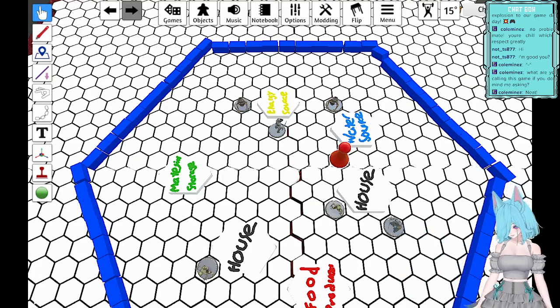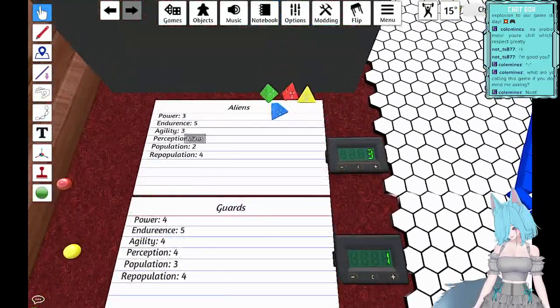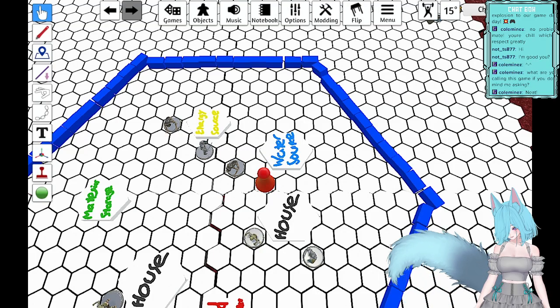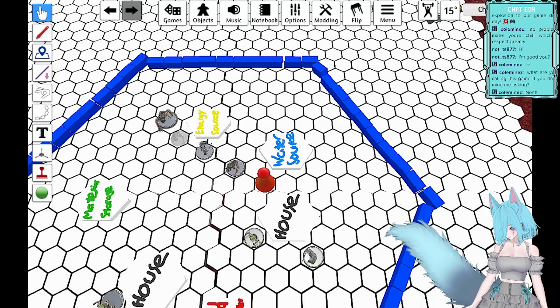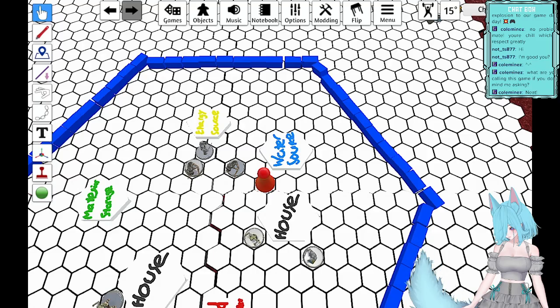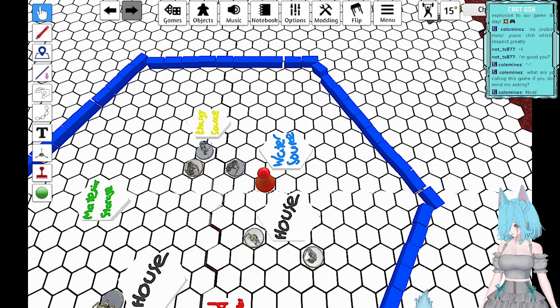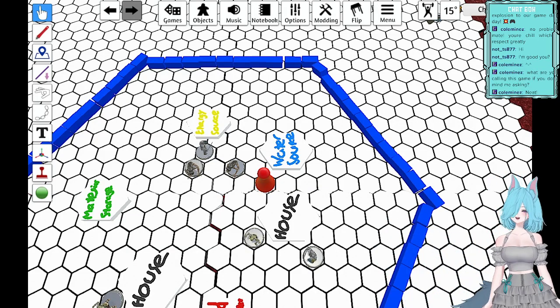And then the alien's turn. The alien has an agility of 3, so he's gonna move 3. 1, 2, 3. We lost him. We lost him. This alien is also moving 3. The good thing is, in this case, they just look. They're not looking at each other, they just walk past each other and not noticing each other.